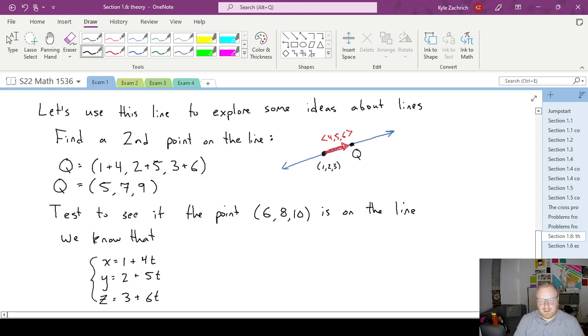And we can use this equation to test these x, y, and z values. So here's the test, right? We can say 6, 8, and 10. These are like our new values that we can plug in here. 1 plus 4t, 2 plus 5t, 3 plus 6t.